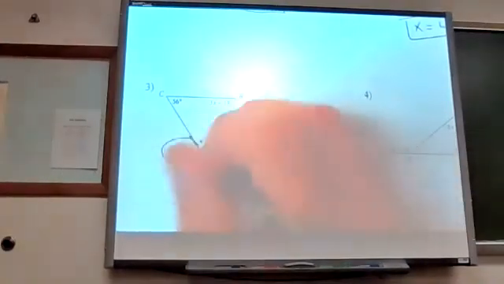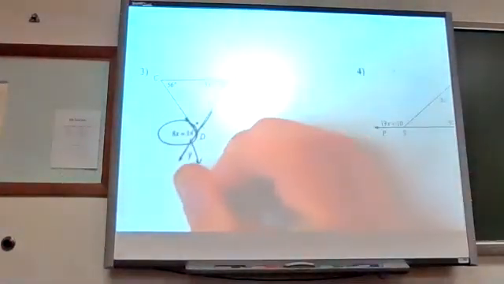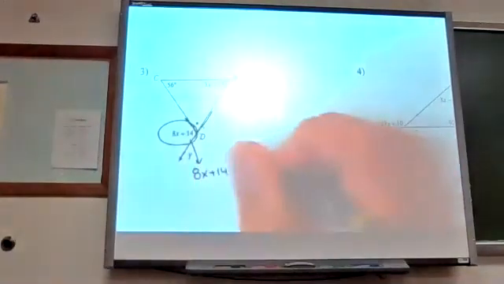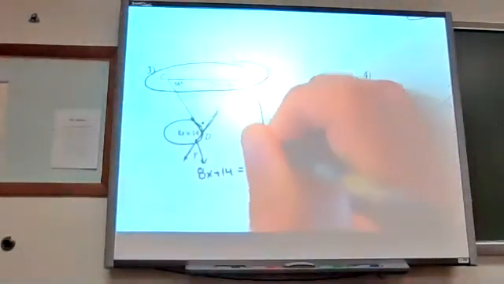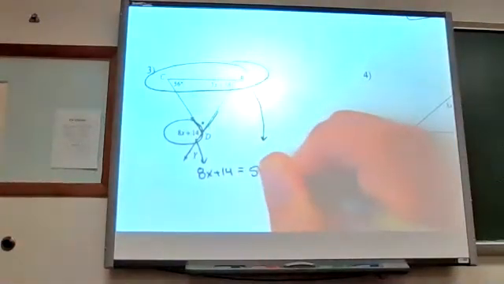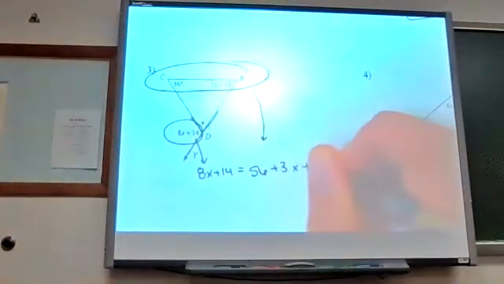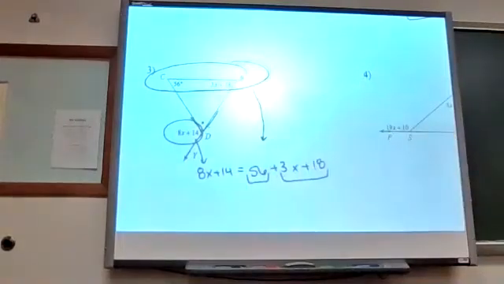So I have to use my theorem that says that this exterior angle, 8x plus 14, equals my two remote interior angles, 56 plus 3x plus 18. Okay, this angle plus that angle.